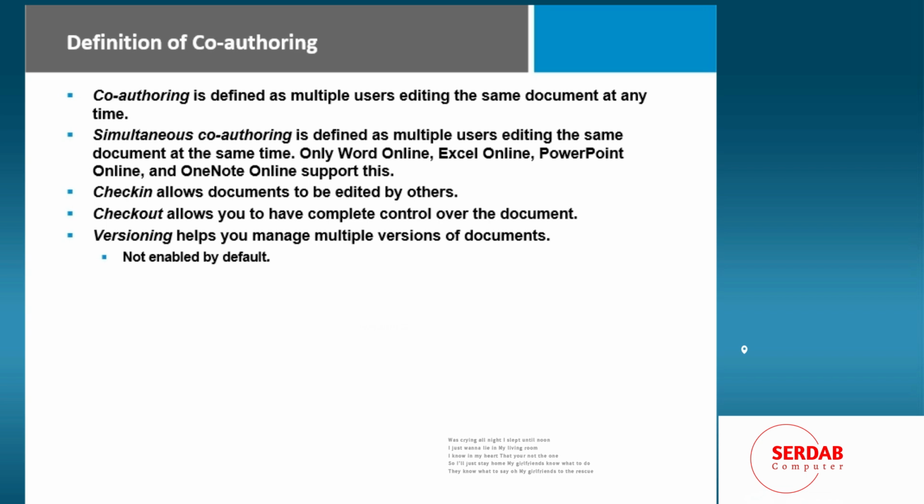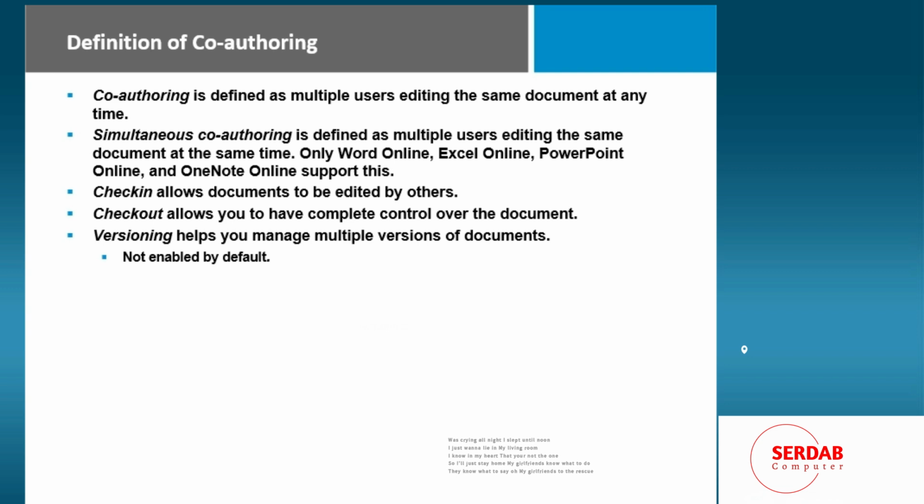Now, if you don't want to co-author at the same time, you want to make sure that you have exclusive rights of that document and no one else can edit it while you're editing it. What you want to do is use the check out command. And that means you're going to have complete control over the document until you check it back in, which basically allows the document to be edited by other users.